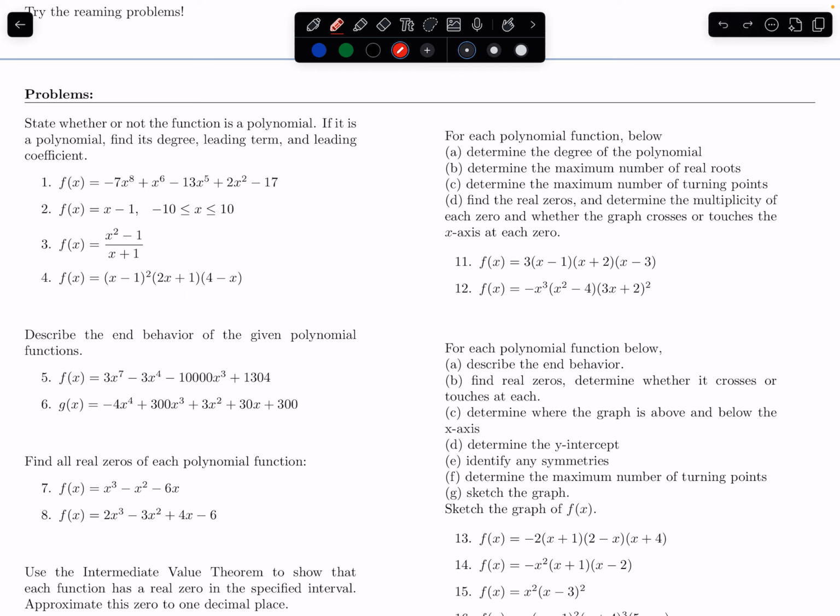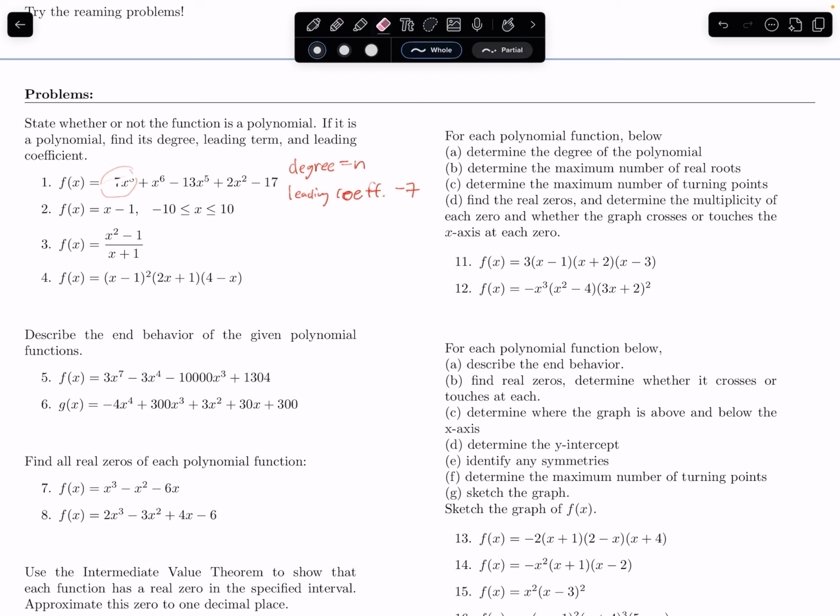Okay, what is the leading term? Oh, sorry, degree first. I'm just writing the answer right here because it's easy. Degree is n. Leading term is this guy right here. And the leading coefficient, coef for short, is -7. Yeah, it's just the coefficient of that term. Okay, that's easy. That's number one.